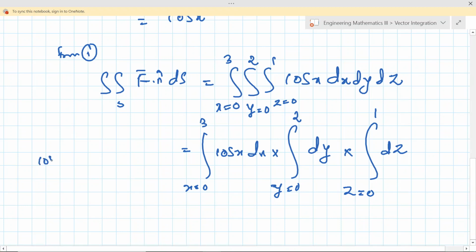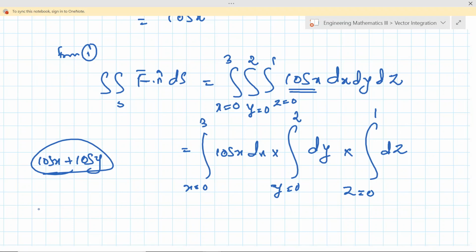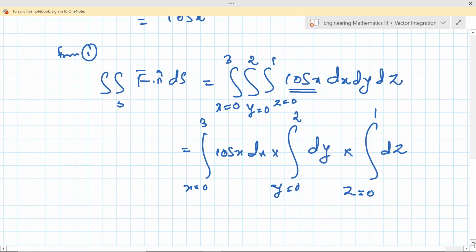But see, if cos x plus cos y is there, then we cannot separate this integral. So instead of only cos x, if there is cos x plus cos y, then we cannot separate this integral as we have done here, because it is not a function of x alone, y alone, or z alone; it is a function of x and y. In that case you need to first integrate with respect to z, then with respect to y, then with respect to x. This way. But here we have this choice.